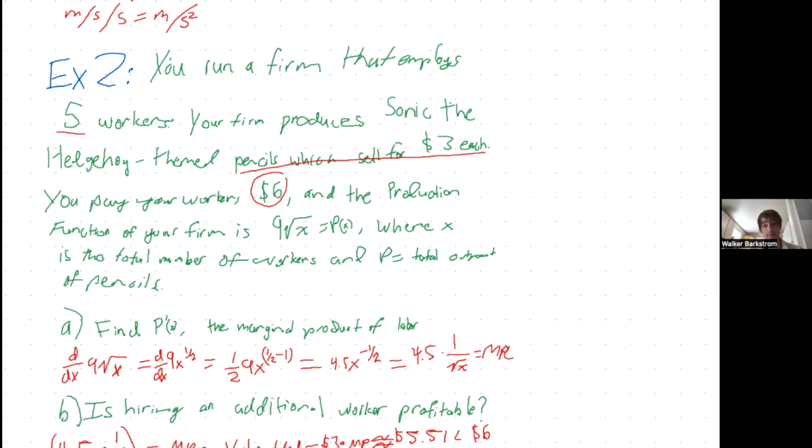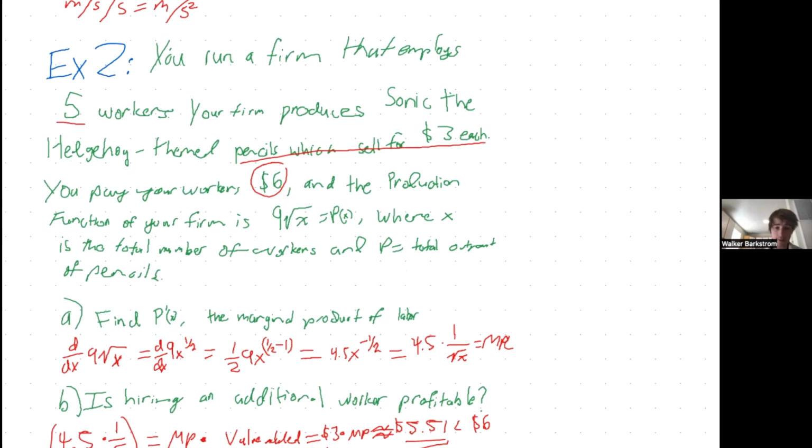But we're not quite done yet. We need to find the value in dollars that adds. So these Sonic the Hedgehog themed pencils are selling for a pretty steep $3 each. I guess they're popular nowadays. But if we do $3 times this marginal product, which is 1.837 approximately, we get approximately $5.51, which, if you look at the wage you're going to pay your workers, is less than that $6 that you're going to owe this 6th additional worker.